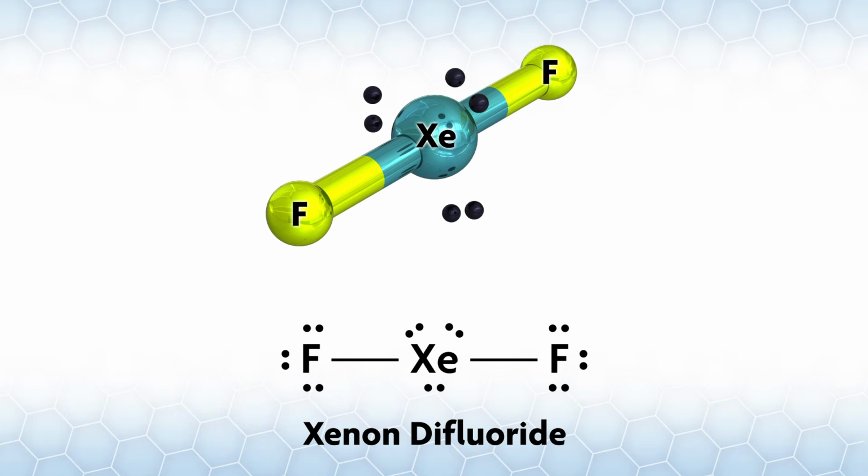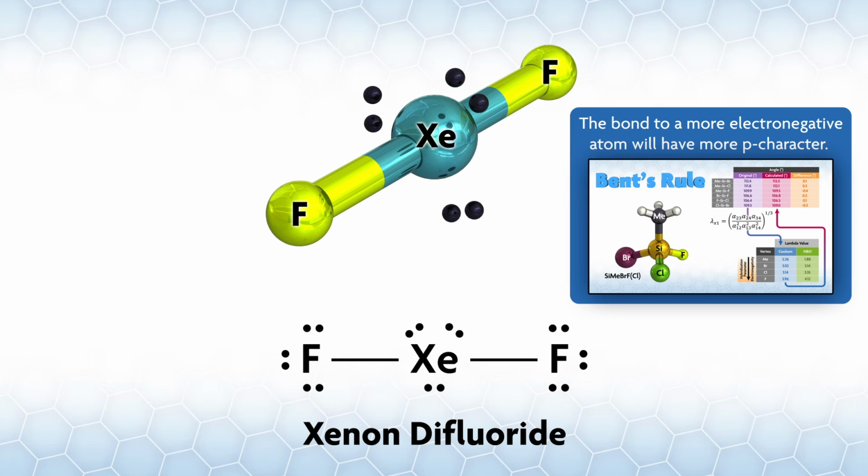While we're going to do the MO theory explanation, let's borrow a principle from hybridization theory to start off because it will make things a little easier. Namely, Bent's rule, which we have a video on that is linked in the show notes. It says that the bond to a more electronegative atom will have more p character.